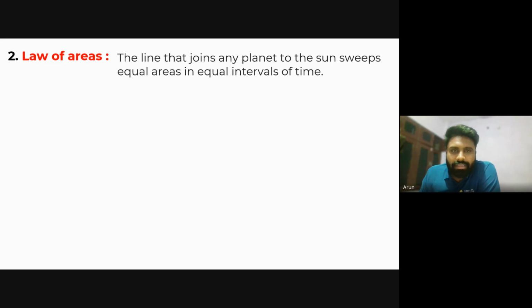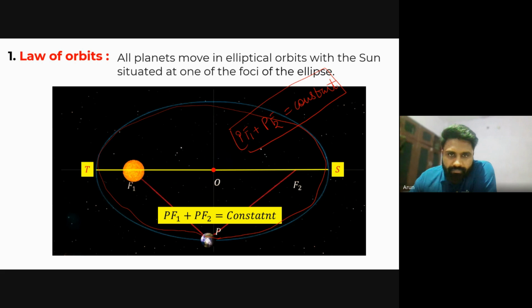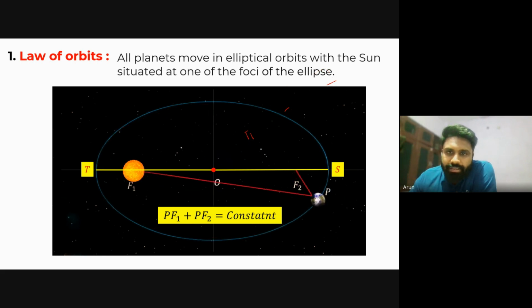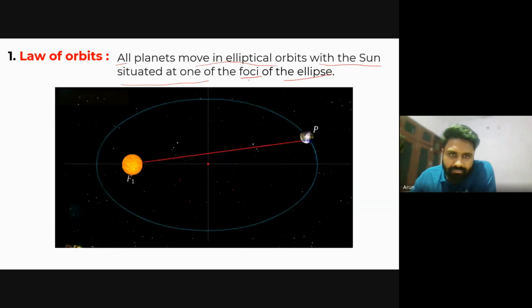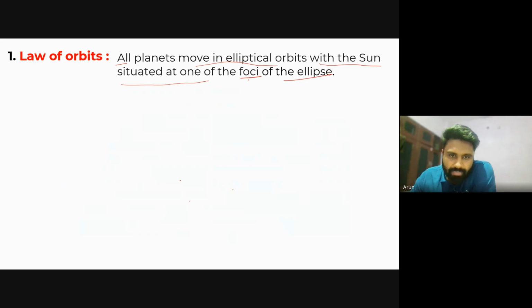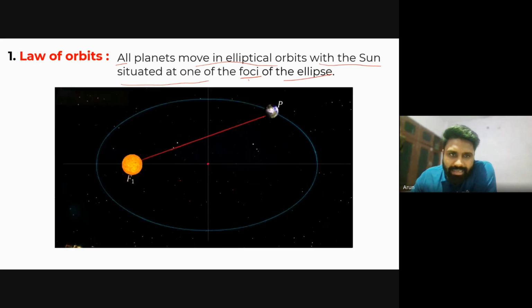Now, the law of area I will tell you. The law of area said that the line joining any planet to the sun, the line joining the planet with the sun, like in the previous one, this. So this line joins this planet to the sun. So what does the law of area say?